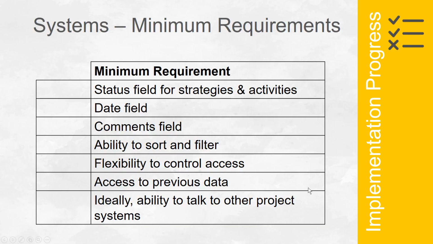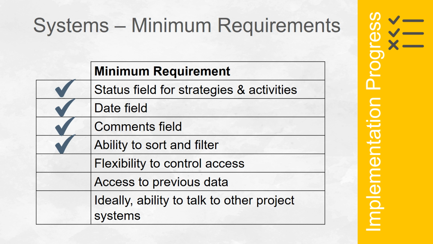When choosing any system, you'll need to figure out what works best for your team, organization, and context. But even so, there are some basic requirements that a system should have for adequately tracking implementation. Here are some. You'll need status fields for both strategies and activities, so you have a space to formally track progress on them. You want a date field that will be useful for sorting reports by dates and comparing reports over time. Comments, so that you can add any clarifying notes. You also want to be able to sort and filter.